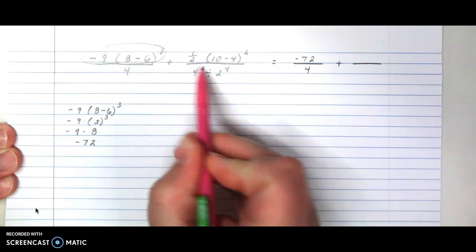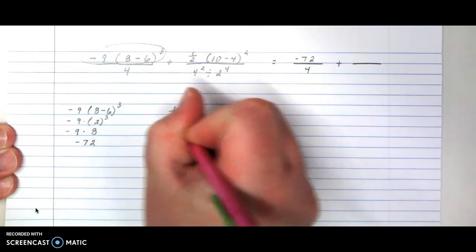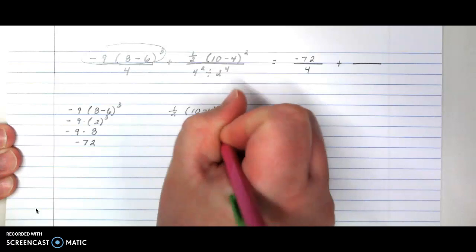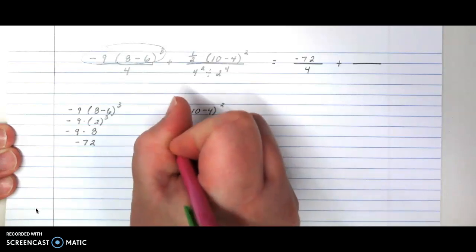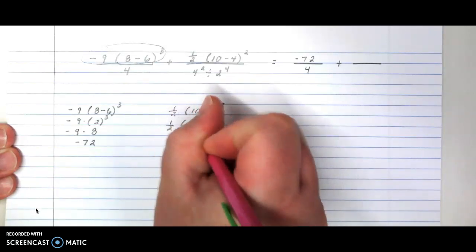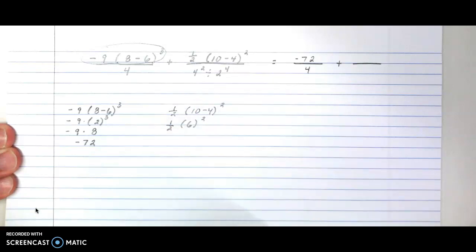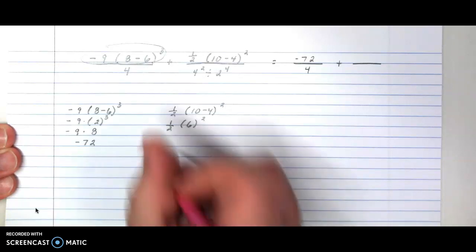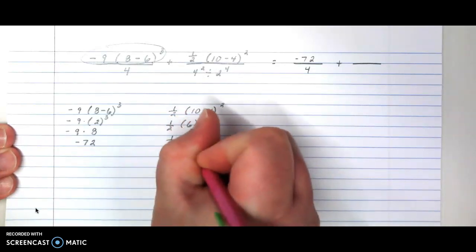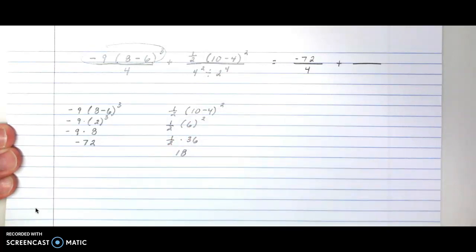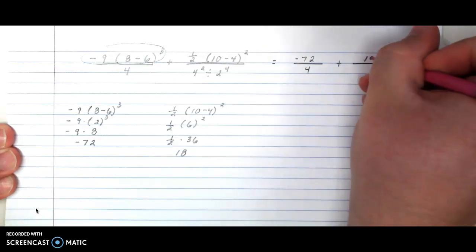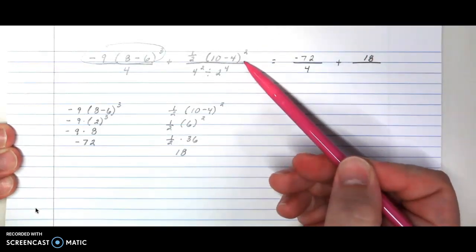Let's move over here. 1/2 times 10 minus 4 squared. Again, if we follow order of operations, parentheses first, this is going to turn into 1/2 times 6 squared. We do our parentheses, then our exponents. So 6 squared is 36, and half of 36 is 18. So now over here, we have 18 for our top right part of the fraction.